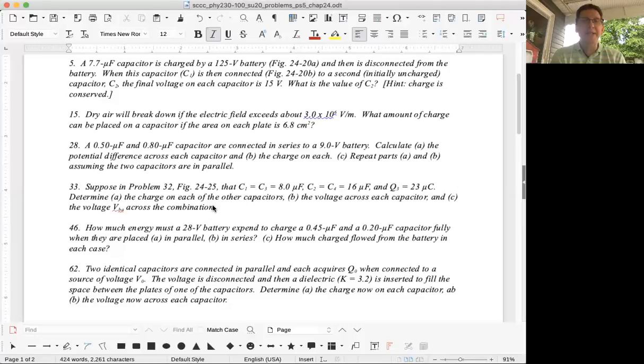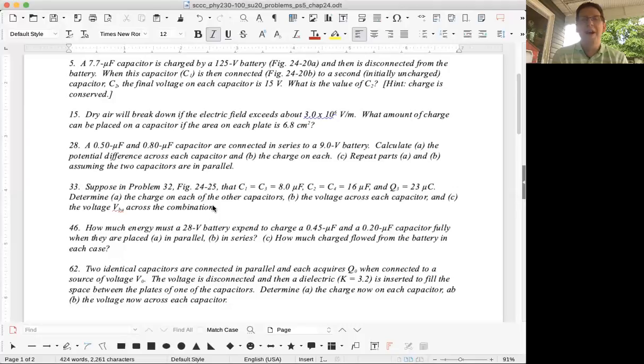Number 33. Suppose in problem 32 in figure 24-25 that C1 equals C3 is equal to 8.0 microfarads, C2 is equal to C4 is equal to 16 microfarads, and Q3 is equal to 23 microcoulombs. Determine the charge on each of the other capacitors. Now, the fact that there's some symmetry in the problem is going to make this simple. You'll probably be able to figure it out without necessarily going through all the math.